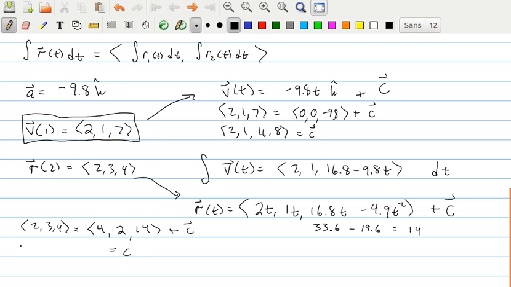So we know that c is now negative 2, 1, negative 10. And we're finally ready to summarize that equation we have for r. So r is then 2t minus 2, 1t plus 1, and then negative 10 plus 16.8t minus 4.9t squared. And that's integration and differentiation of vector valued functions.